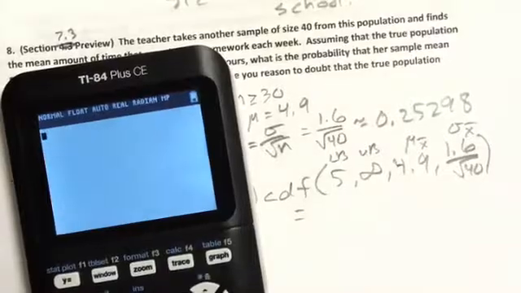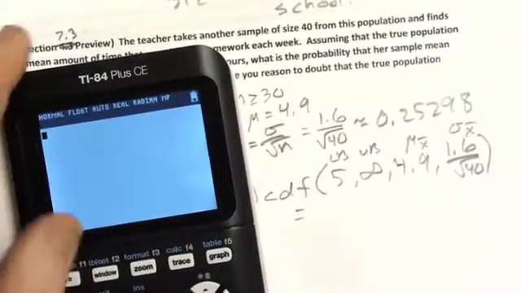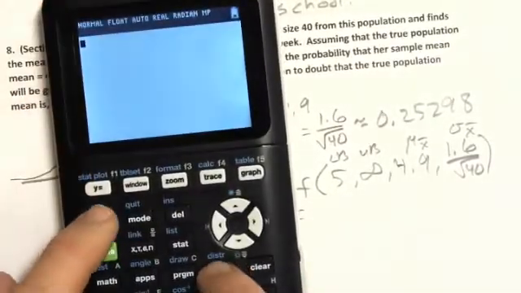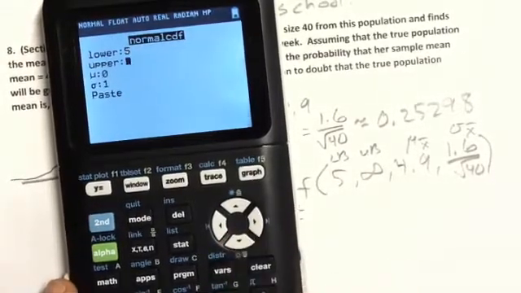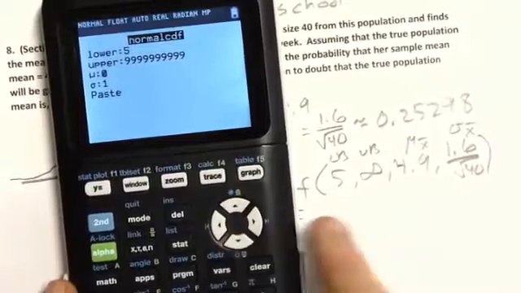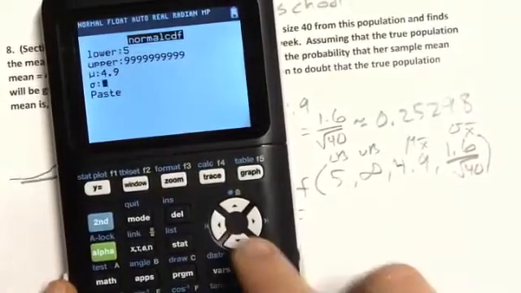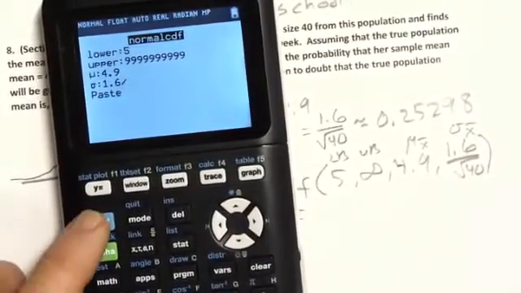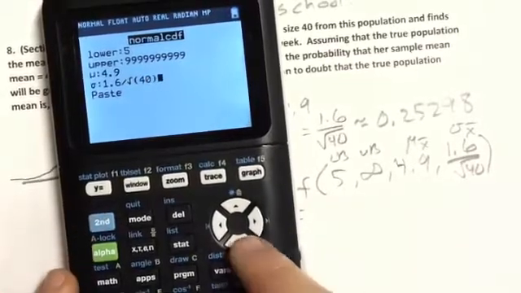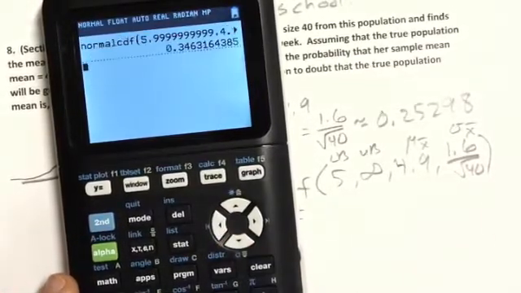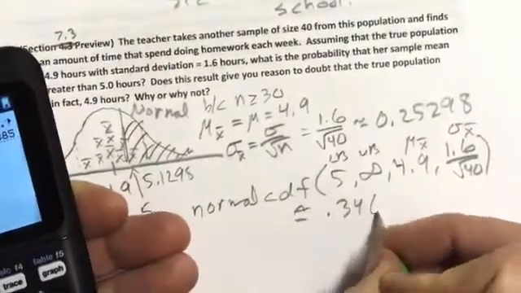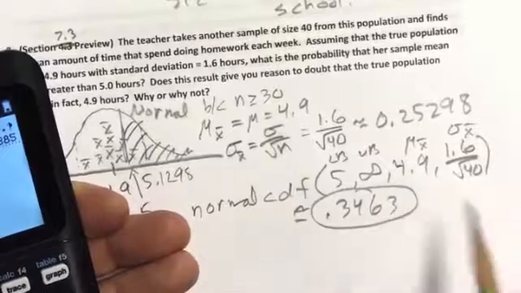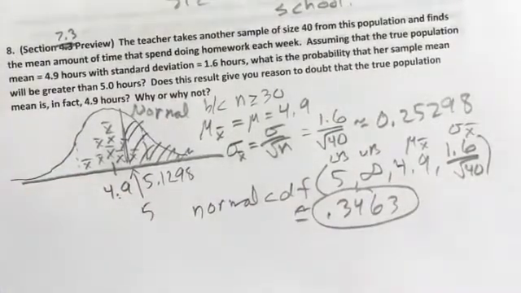And so remember normal CDF, if you go second VARS, which is distribution, normal CDF, we're going 5 to infinity. So you can just hit 5 to 9 billion or whatever. Our mean is 4.9 and our standard deviation is 1.6 divided by the square root of 40, right like that. There we go, boom, boom. And we get 0.3463 about. 0.3463, like that. And that is the main problem from chapter 7, section 3.